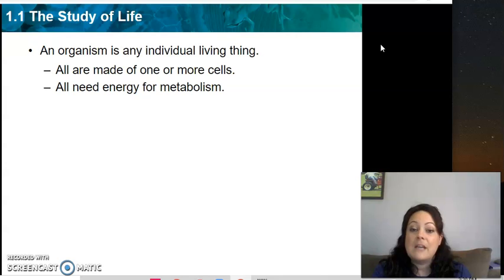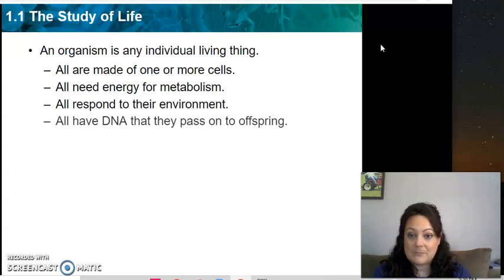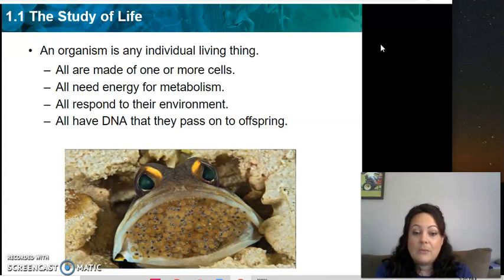Any of those living things need energy for metabolism, whether they make it themselves or they rely on consuming others to get that energy. They all have to be able to respond to their environment. And they all contain DNA that they pass on to their offspring. So all living things have DNA in them, whether it's a plant or an animal. You may have heard that a banana has 50% of the same DNA as a human being. That doesn't mean that we came from bananas or bananas came from us. It just means that 50% of that bulk of DNA that makes up who we are also makes up what a banana is. And there we see the little fish with his mouth full of his babies.